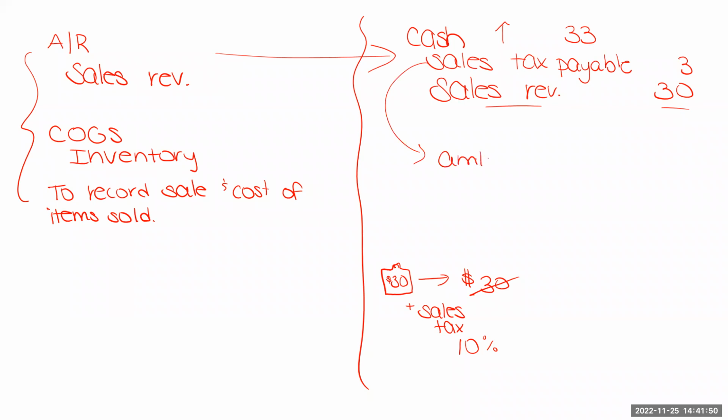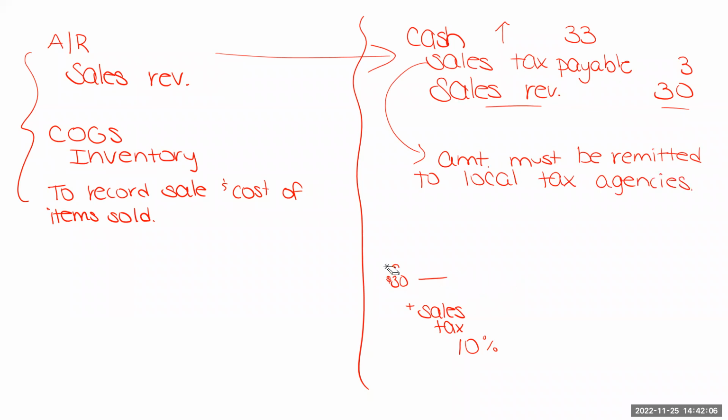That amount must be remitted to local tax agencies, right? It's not ours to keep. It's not the company's to keep. We are simply kind of acting as an intermediary. We are holding this money from the customer. It's not ours. We definitely can't call it sales revenue. It has to go to the state or local tax authorities at the end of the period, right?